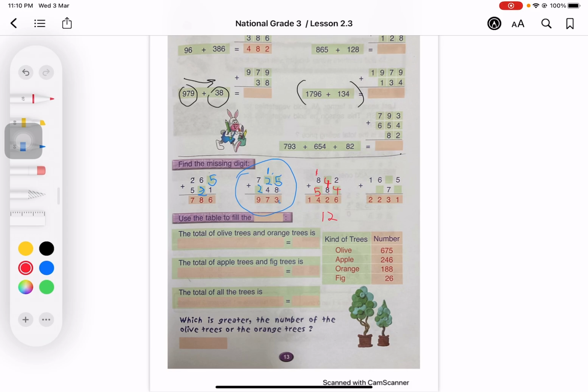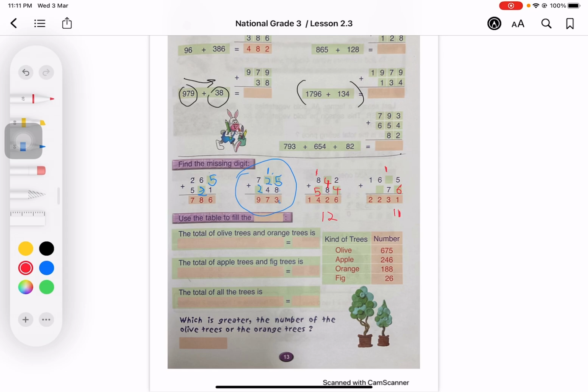You'll do it by yourself, then we'll check the answer. With what digit will I start? Yes, with the ones. 2 plus what? 5 plus what? It becomes 1. It can't be 1. It can be what? 11. This is 11. I put 1 here and 1 above. So 5 becomes 11. How much? 6. 5 plus 6, it's 11.